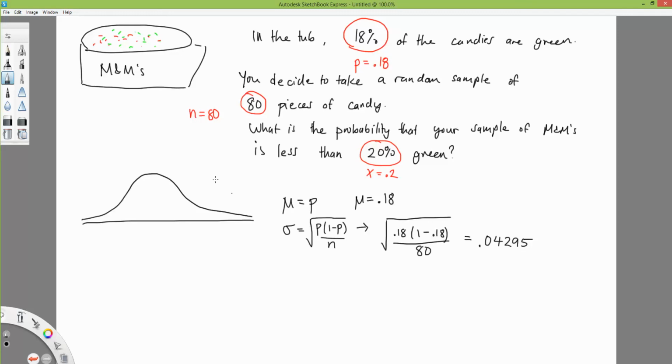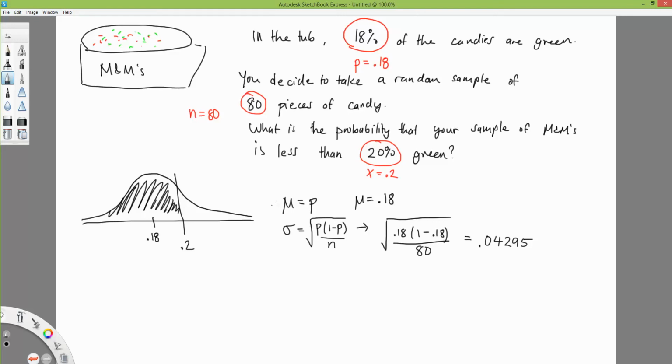So when I draw my picture, in the middle I put what? 0.18, and then what am I asking for? X is 0.2 or less. So do I shade to the left or to the right? To the left. I'm shading over here. And I want to know over here. So what's the next step?